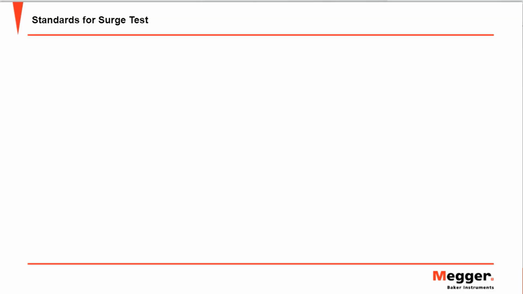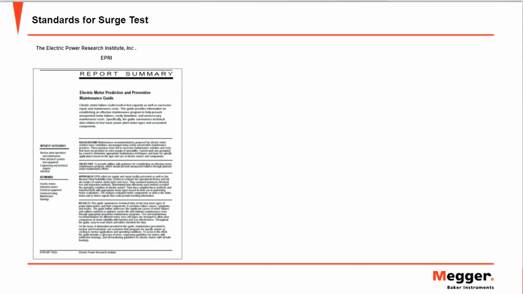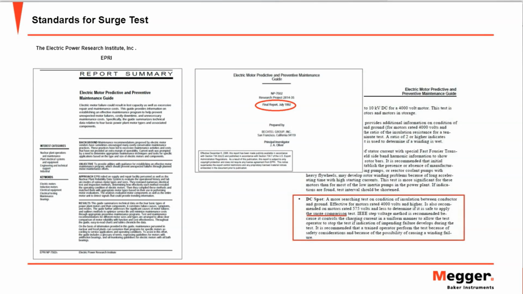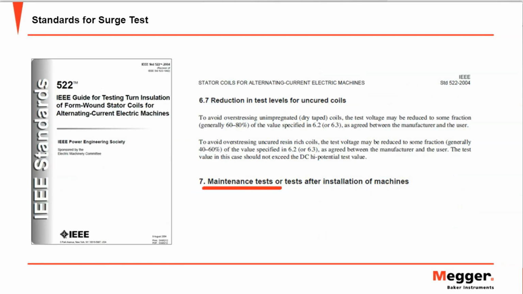So we had different standards for many years. I started to talk about this guide for preventive maintenance for electric motors, written in 1992, and they were talking about a surge comparison test. For many years, this test was available on the market. Then we have the IEEE 522, part number 7.